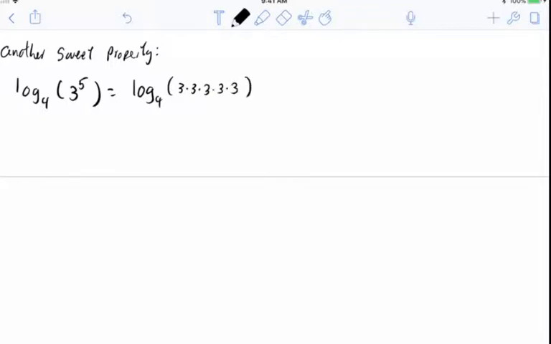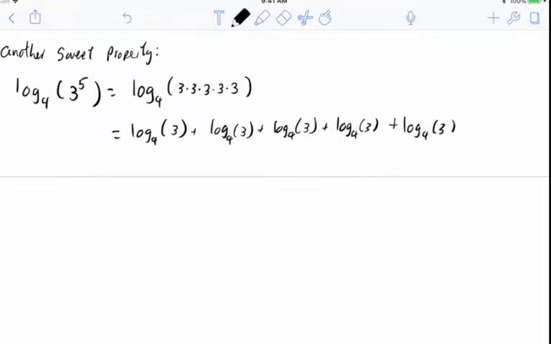5 of them. And using that property of logs, this is log base 4 of 3 plus log base 4 of 3 plus log base 4 of 3 plus log base 4 of 3 plus log base 4 of 3. Here's the fun part. Each of these is exactly the same. The reason each of these is exactly the same is because each of these numbers is exactly the same. The reason each of these numbers is exactly the same is because it's 5 to the 3 to the 5, right? So automatically, when it's some term to some power, you're going to get the same logarithm over and over.